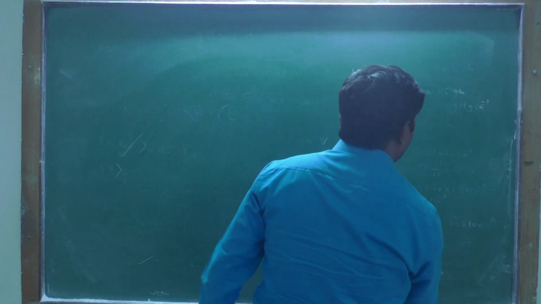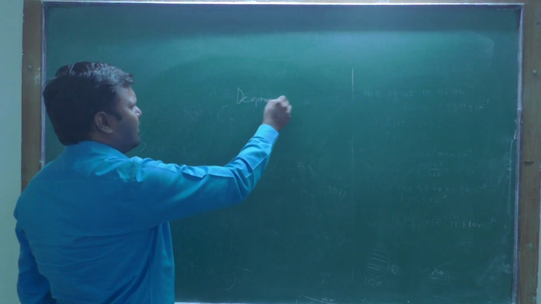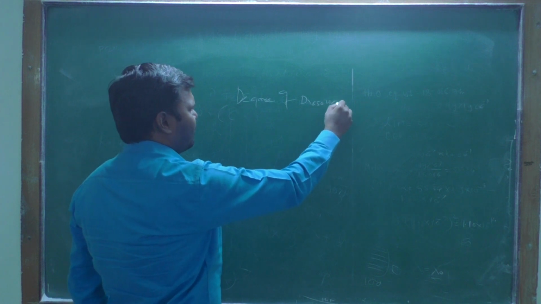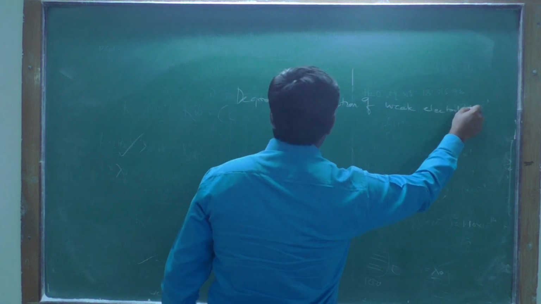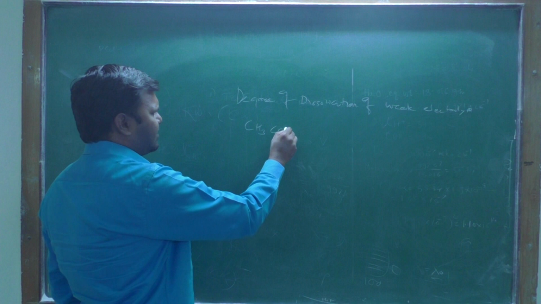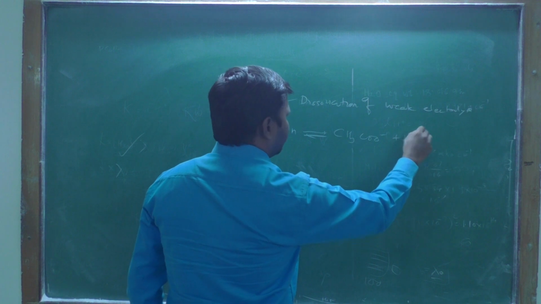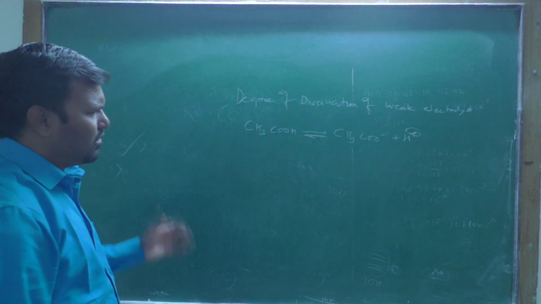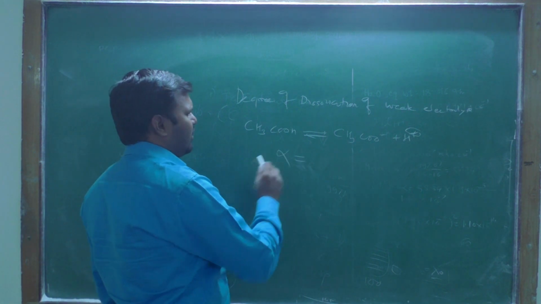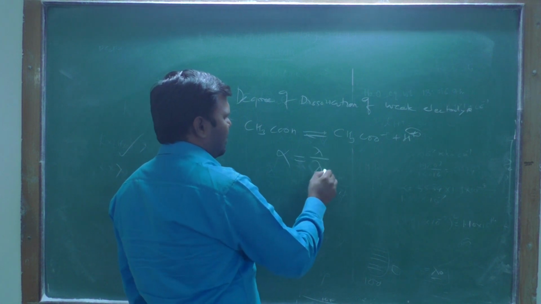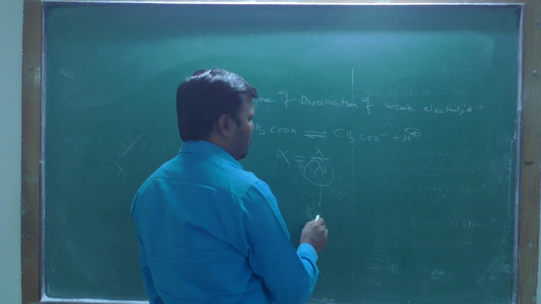Now, another application is to find the degree of dissociation of a weak electrolyte. If suppose we have acetic acid, a weak electrolyte, it dissociates into CH3COO minus plus H plus. That type of dissociation takes place. Therefore the degree of dissociation for that weak electrolyte we can find out: alpha is equal to lambda upon lambda 0. Lambda 0 we can find by using Kohlrausch's law.